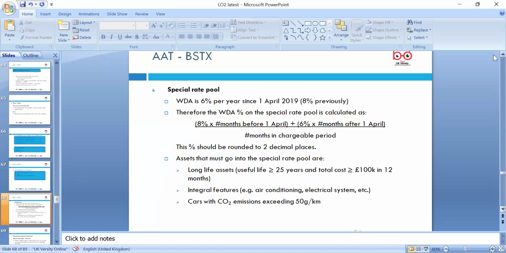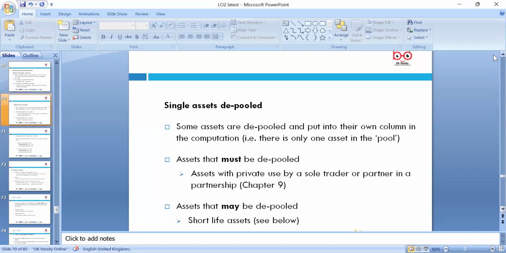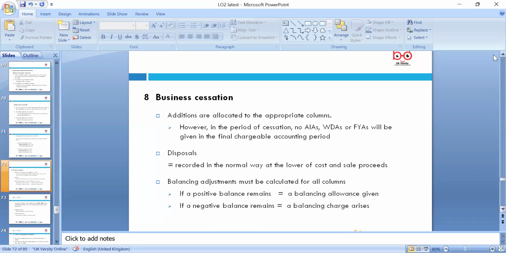So special rate written down allowance is 6% from first April, 8% previously, so we have to look at the proportion, and we need to look at the asset, how long we kept it, how long it can be used, and the tax liability will be accordingly. Again, I included the balancing charge, which arises on the written down allowance if the asset is written off, single asset, depooling, and there are plenty of assets we can look at. I included please business cessation, closing business, cease business, and annual investment allowance.